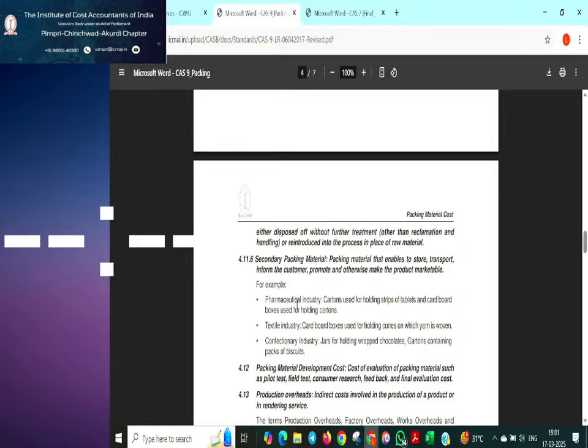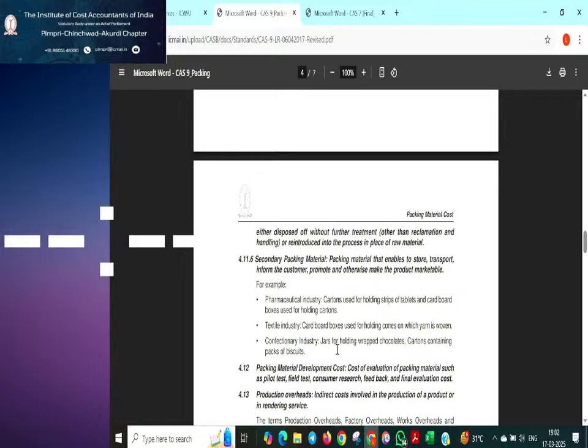When we come to the textile industry, cardboard boxes are used for holding the cones. If you look at the cone around which the thread is spun, that cone is a primary packing material, because you cannot handle the yarn just like that, or else the whole yarn will get tangled. But the cardboard boxes are the way to store those things that are produced. So cardboard boxes in the textile industry, which are used to hold these cones, are secondary packing material.